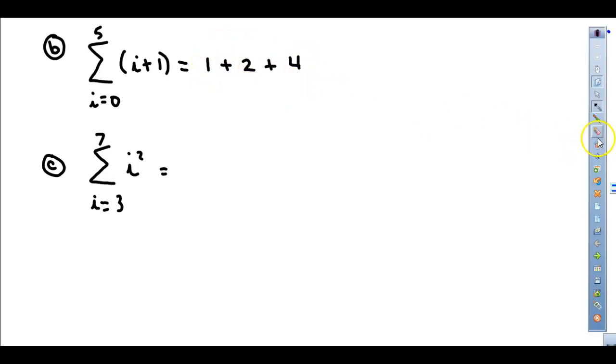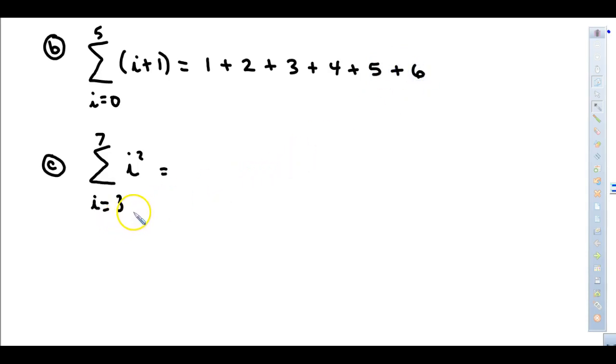2 in the place of i. 2 plus 1 is 3. Now we put 3. 3 plus 1 is 4. Now we put 4. 4 plus 1 is 5. Now we put 5. That's our last number. This number tells you where to stop. Okay, and 5 plus 1 is 6. Got through that, okay?